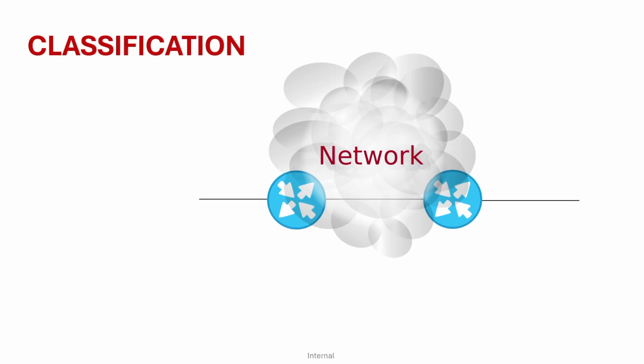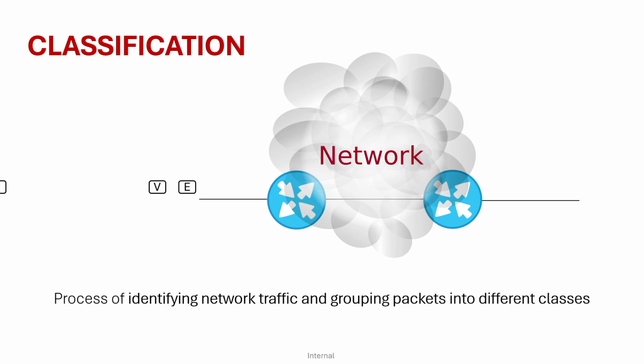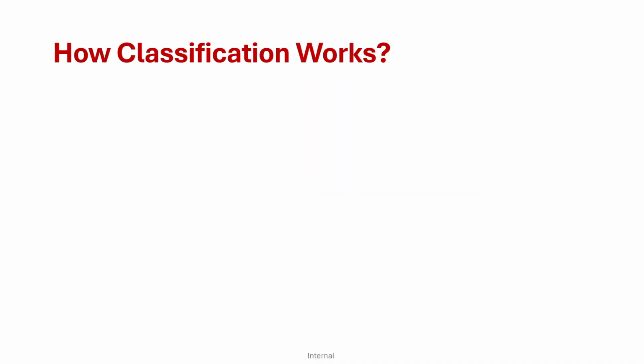So what is classification? Classification is the process of identifying network traffic and grouping packets into different classes so that appropriate QoS policies can be applied. To do this, a network device must first determine what type of traffic a packet belongs to, and then it can classify accordingly. But how does a router or switch actually determine the type of traffic inside a packet? Let's see how classification works.